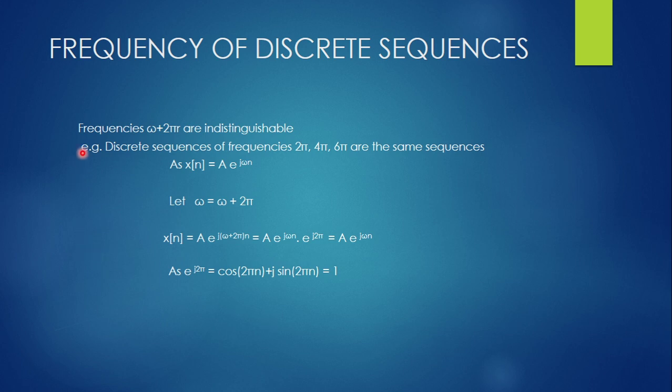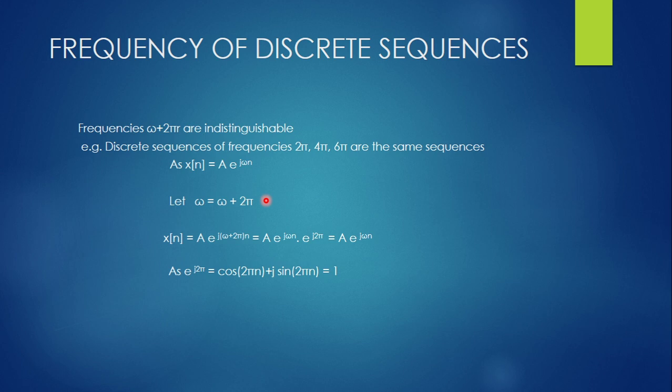So, in general, we can say the frequencies omega plus 2 pi r are indistinguishable. We can't distinguish between these two frequencies. That is the major difference between the discrete sequence and the continuous signal. Again, I am repeating, in the continuous signal, we can have any value of the frequencies. You keep on increasing the frequency, the oscillations will keep on increasing.